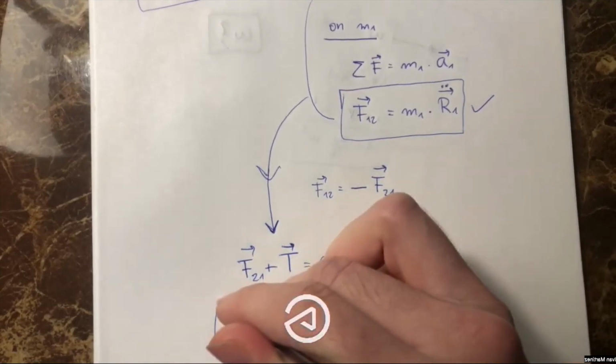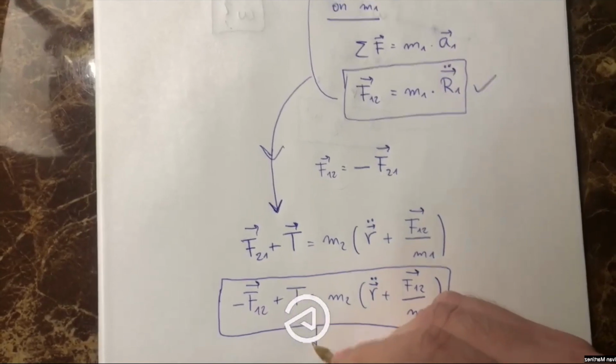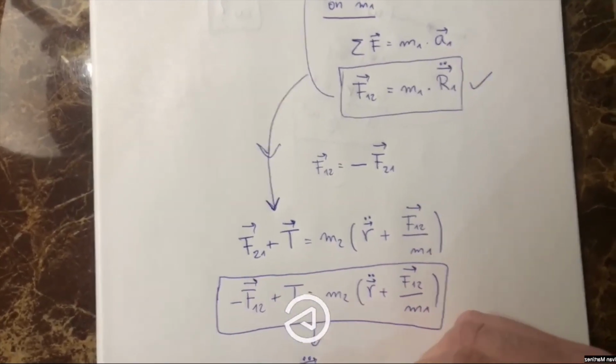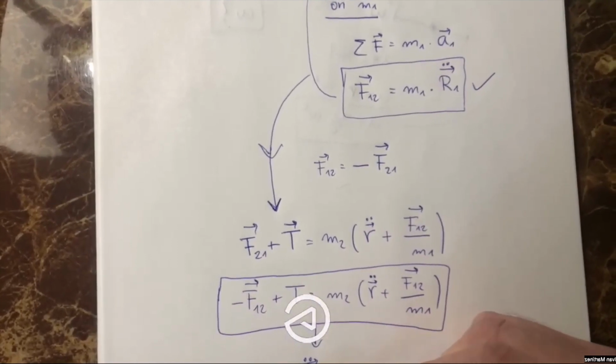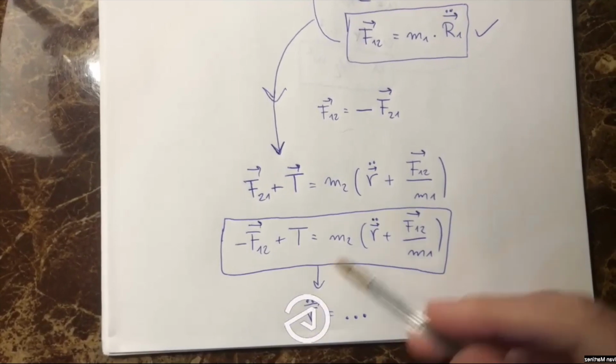I'm not going to keep going because then I'll be solving the entire problem. But from here, you need to find an equation for r double dot. Should be easy to find. You just need to keep going a little bit further.